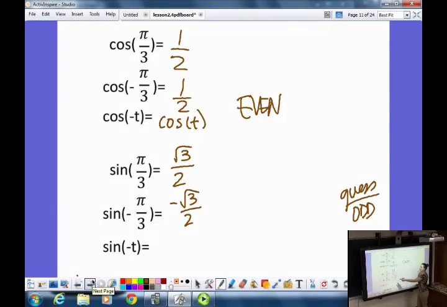So, if I input the opposite of t, what is my output for sine? The opposite of what? Sine of t. Right. And does that prove Hannah's guess that sine of t was odd? So if we input the opposite of t and get the same original output, then it'll be an even function. But if we input the opposite of t and get the opposite of the original output, then we get an odd function.